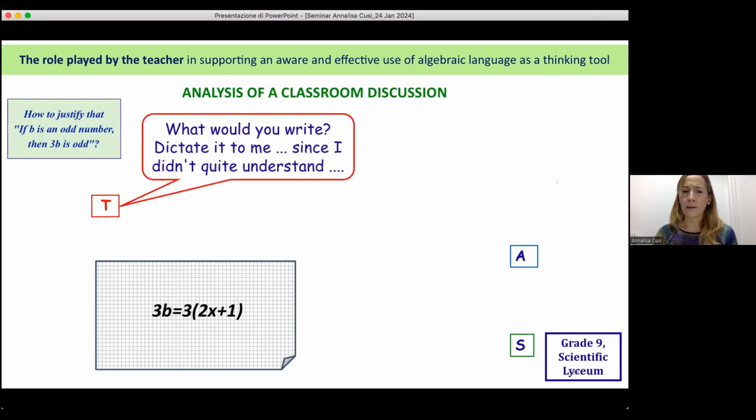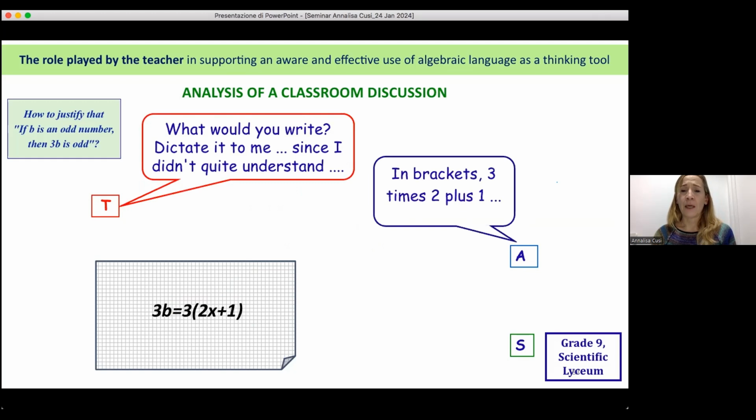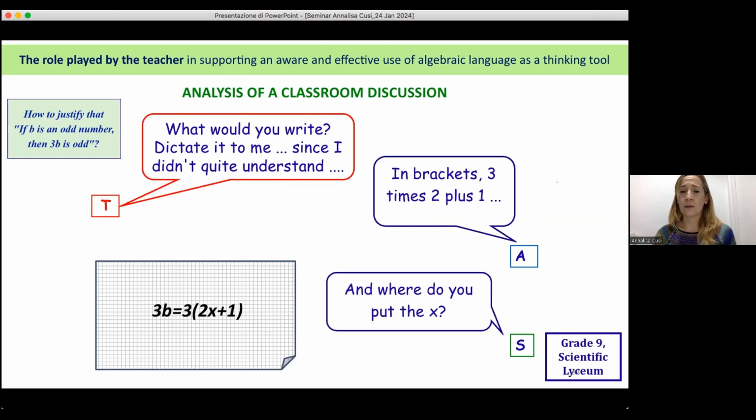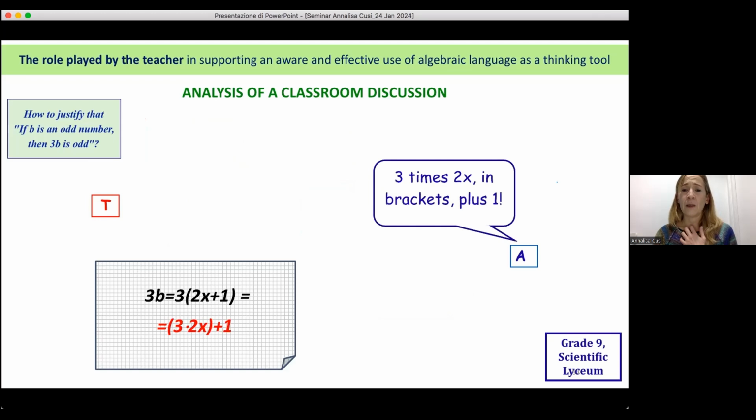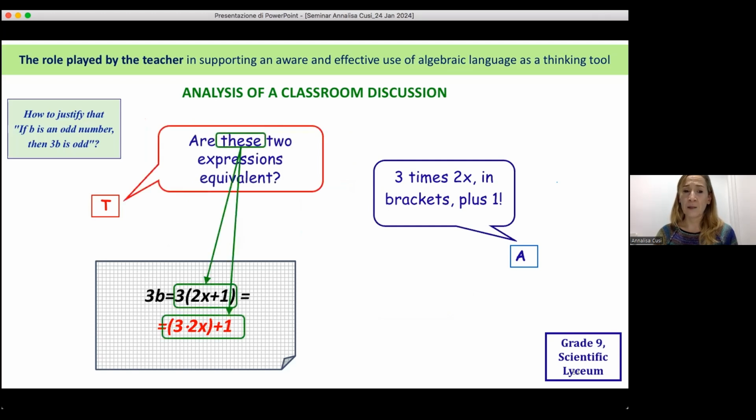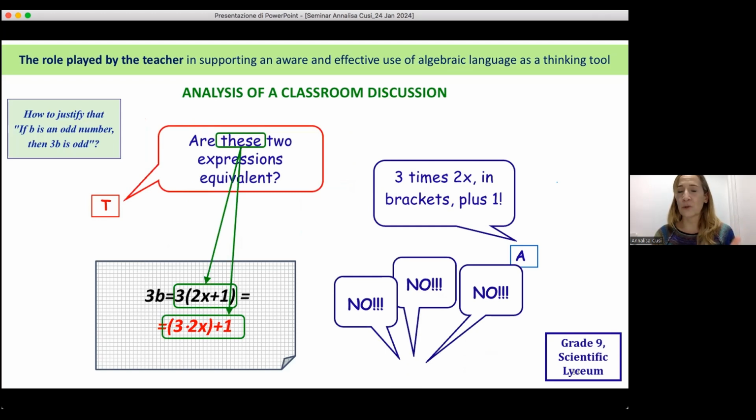What would you write? Dictate it to me, since I didn't quite understand. In brackets, 3 times 2 plus 1. And where do you put the x? Where do we put the x? 3 times 2x in brackets plus 1. Are these two expressions equivalent? A chorus of students answer no.